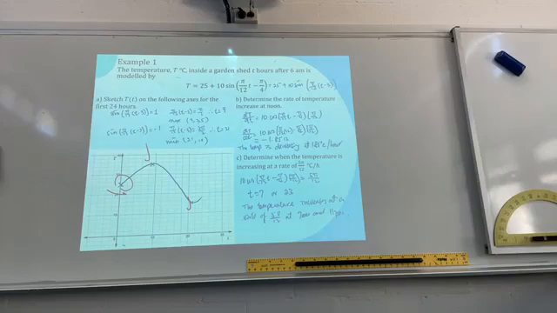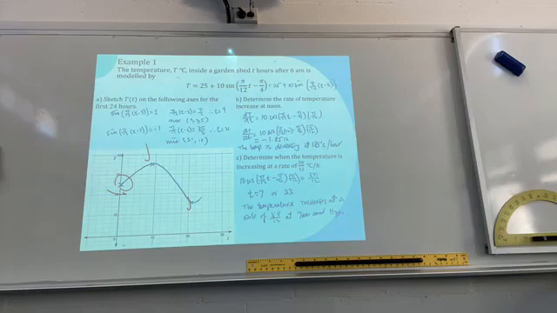I made a lot of mistakes in this one. I should have started at 0, something else. Yeah, my mistake. t equals 0 is at 6 a.m. My fault.